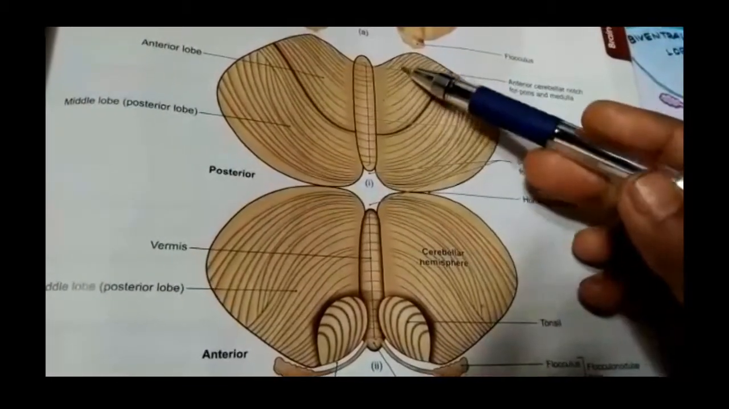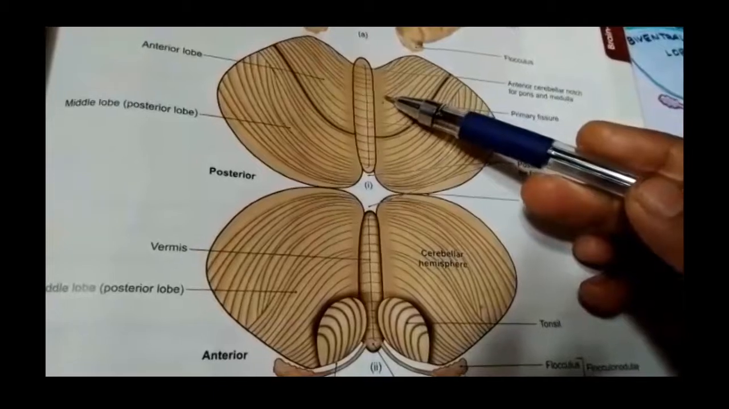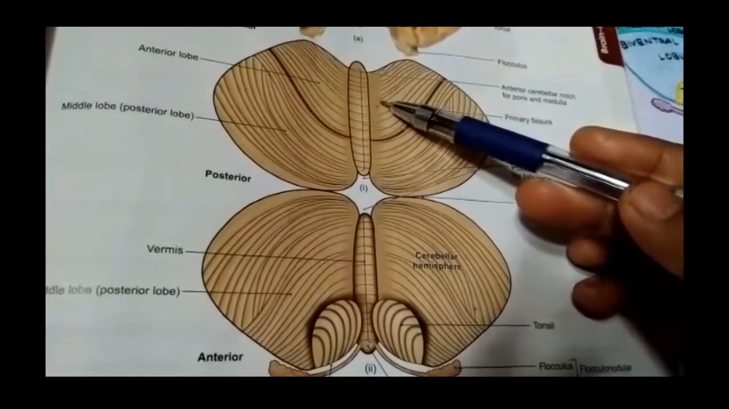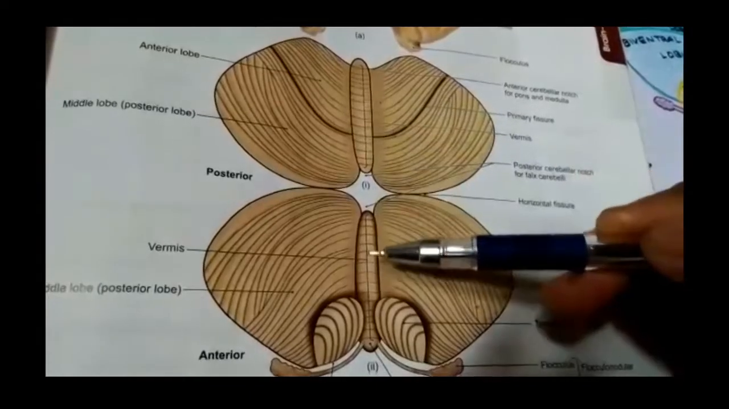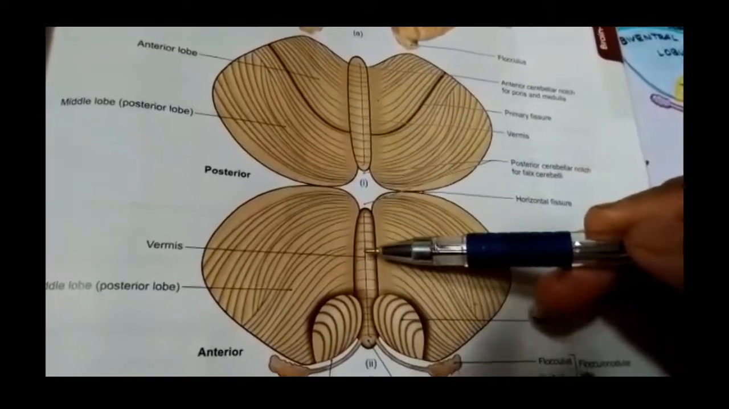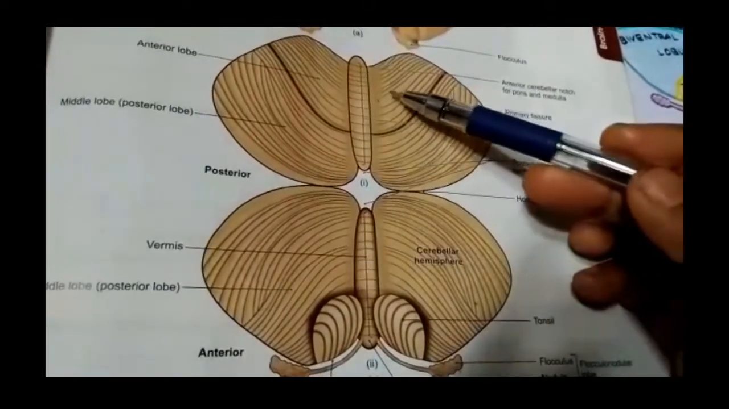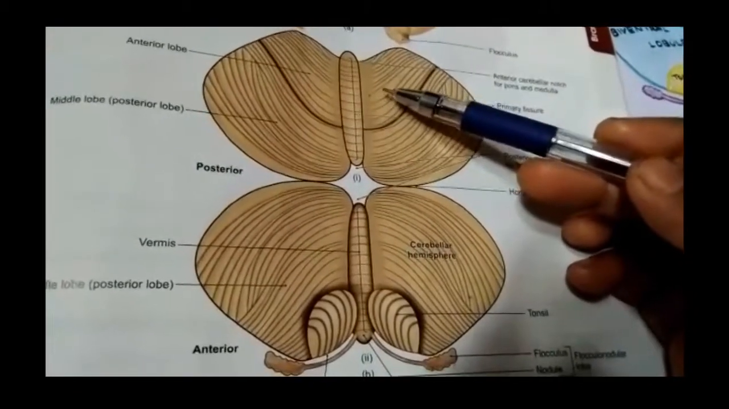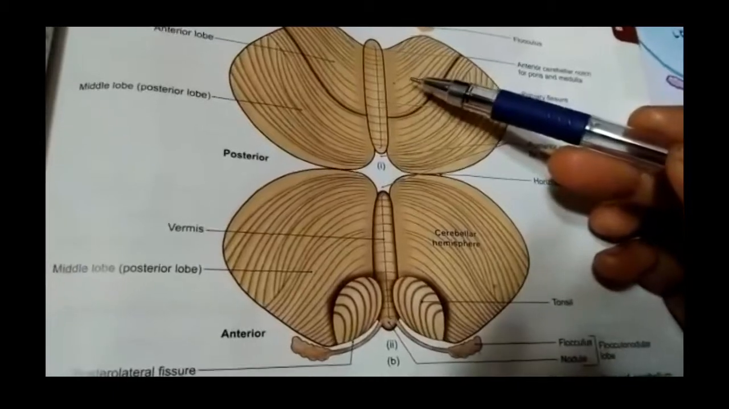Next is about the paleocerebellum. So the paleocerebellum is made up of the anterior lobe and also the pyramid and uvula of the inferior vermis. It controls the tone, posture and crude movements of the body.